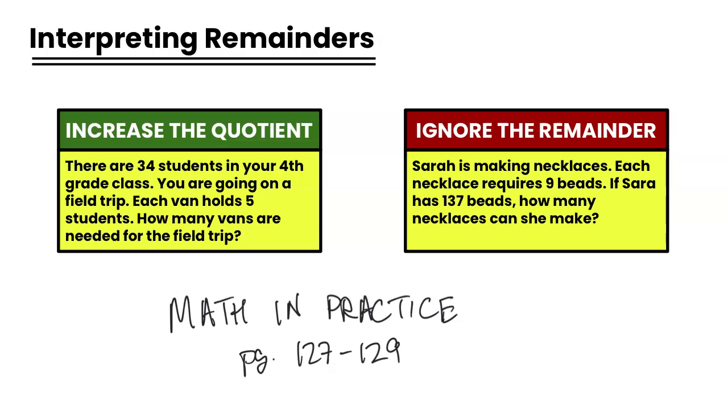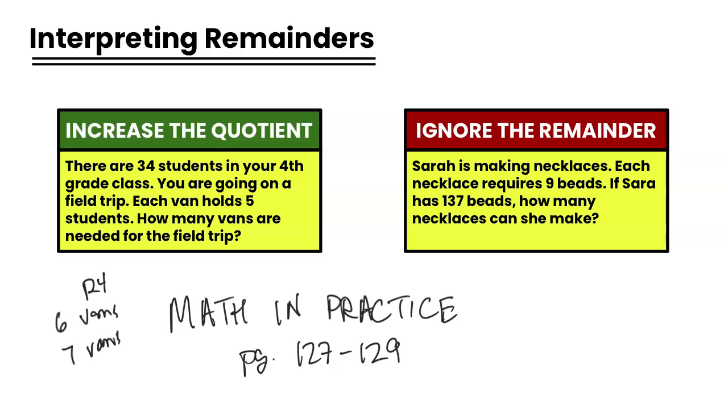And so as we look at the problem on the left, there are 34 students in the fourth grade. You're going on a field trip, and each van holds 5 students. Well, as the students do that division, they're going to notice that they end up with a remainder of 4. And so the question becomes, what do we do with those remaining students? Is it okay for us just to get 6 vans and leave the other 4 students that are left over behind on this field trip? Or should we increase the quotient to 7 vans so that we can include those 4 that were left over?